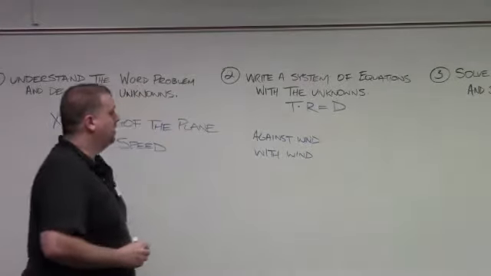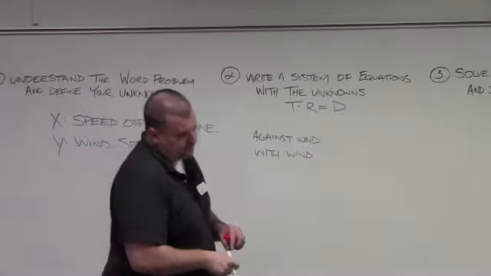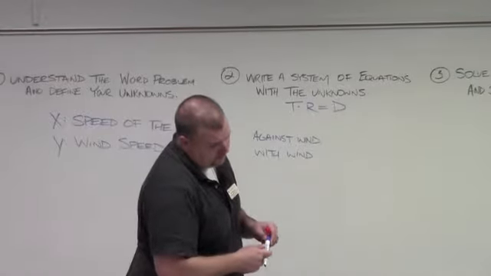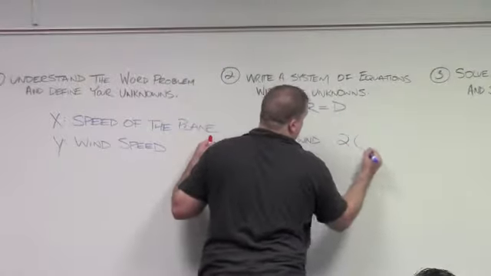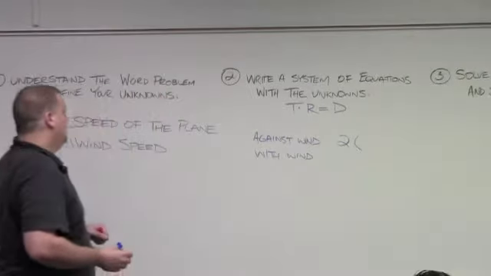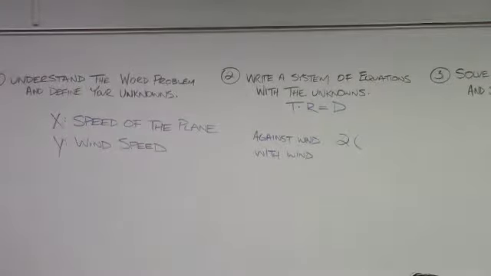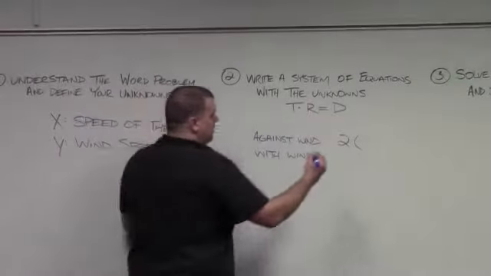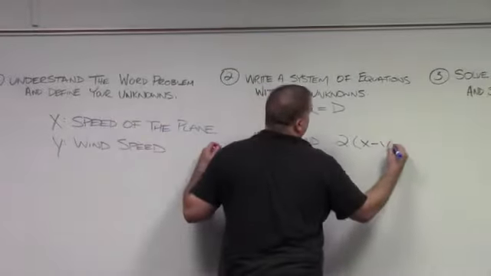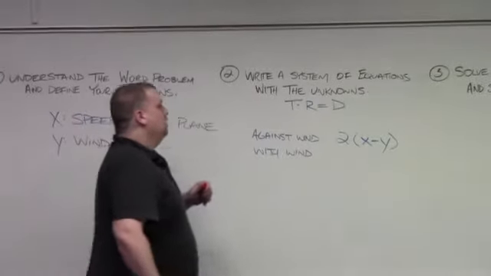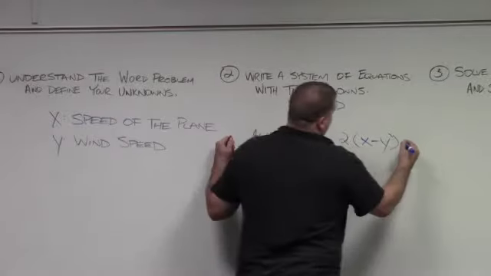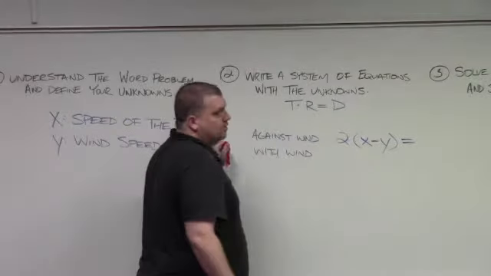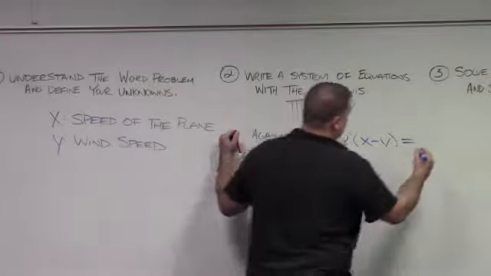Okay, so against the wind, how long did it take? 2 hours. So 2 times, well, against the wind is kind of like going upstream. It was against the current. So it would be x minus y, right? The wind speed is slowing the plane down. And how far was that trip? What was the distance? 900 miles, correct.